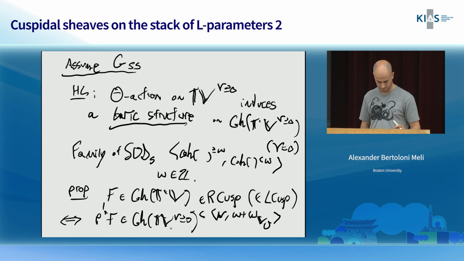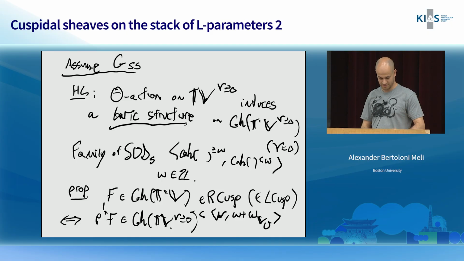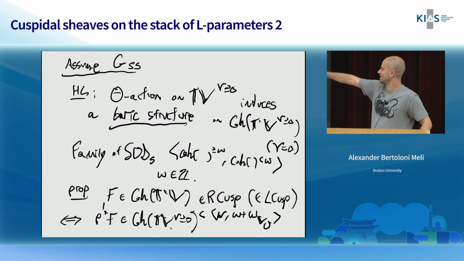So, let me just say, this is the R-cusp version, and I've run out of space to write the L-cusp version, but it says that the Schrieg pullback of F to this stack is of weight less than nu paired with the total weight of this line bundle. That's the thing that you can make sense of.